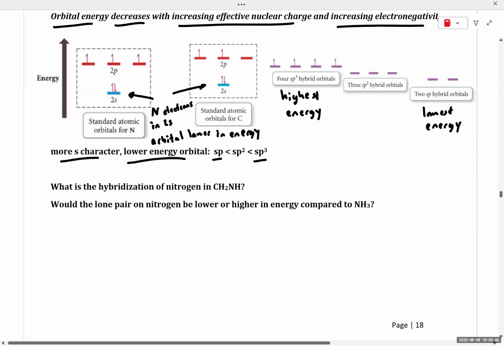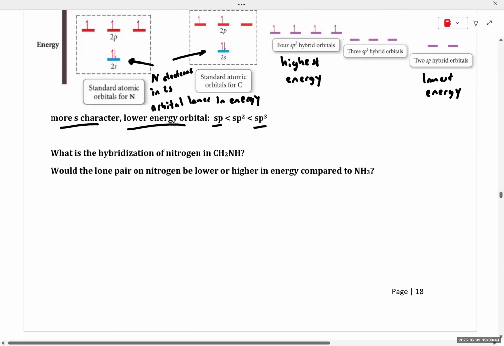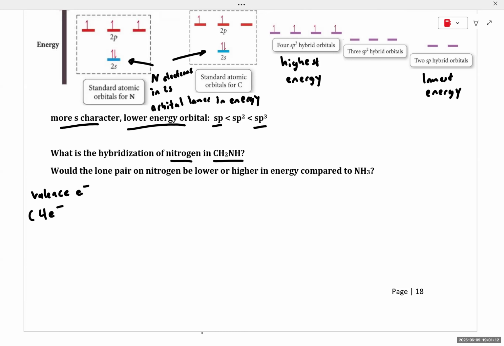Okay, so let's apply this to an example. Here we're asked, what is the hybridization of nitrogen in CH2NH? First, we're going to need to generate a Lewis structure. So let's do just that. Let's take our systematic approach and count our valence electrons. Carbon, we have 4 electrons. Hydrogen, we have 1 electron times 3, which gives us 3 electrons. And nitrogen, we have 5 electrons. So we have 12 electrons to work with.